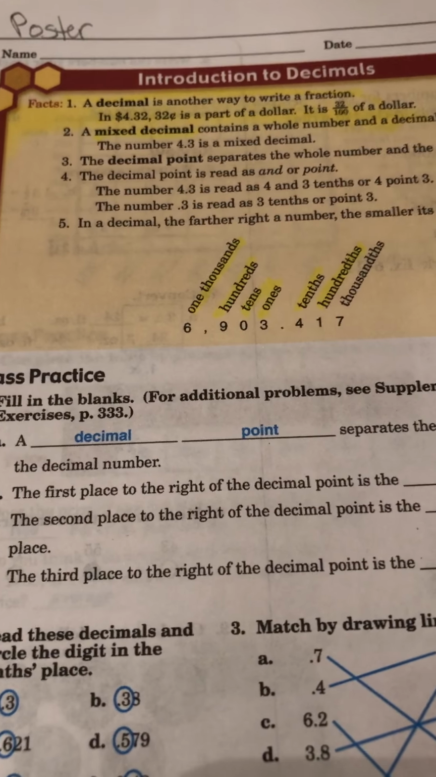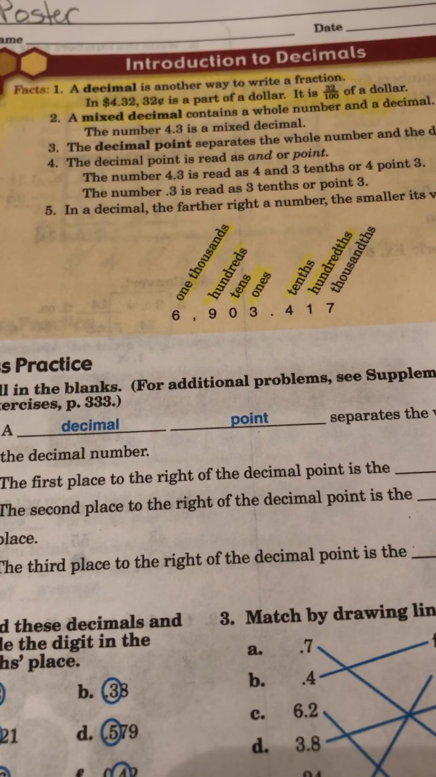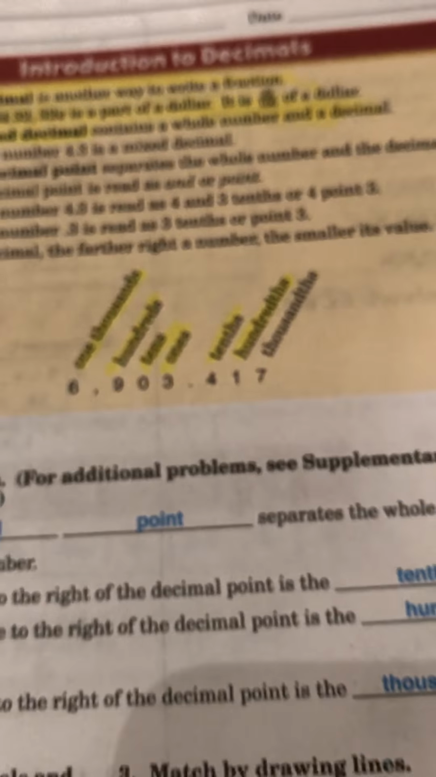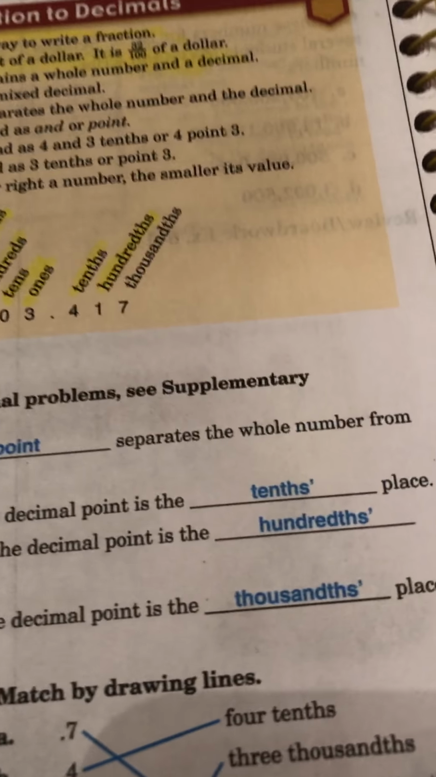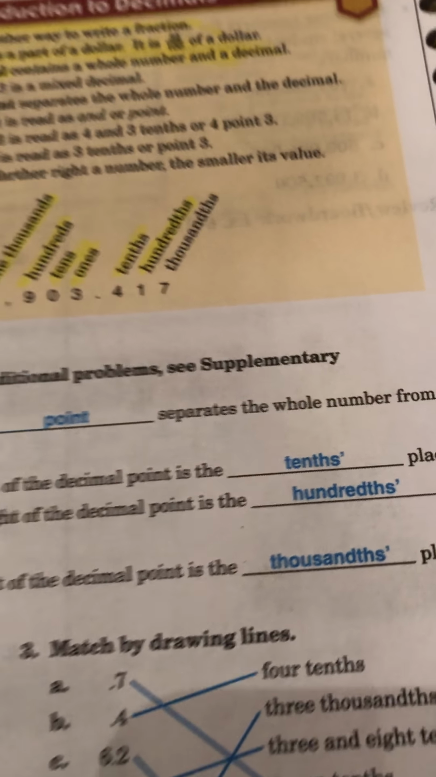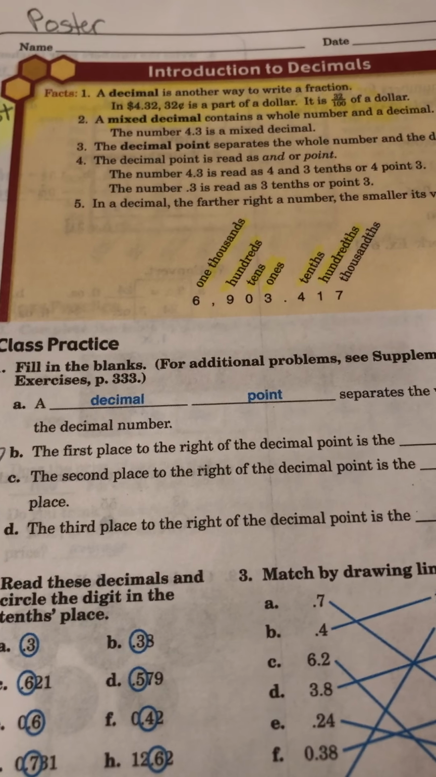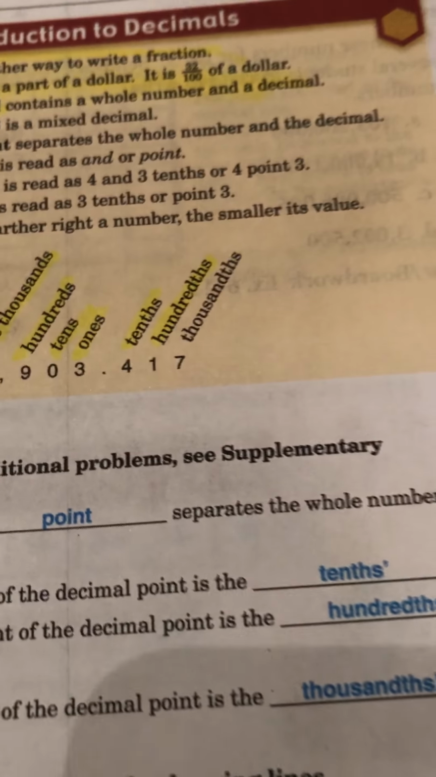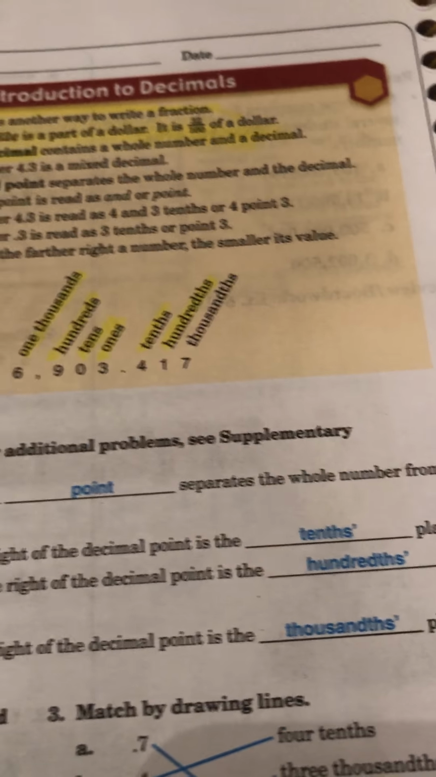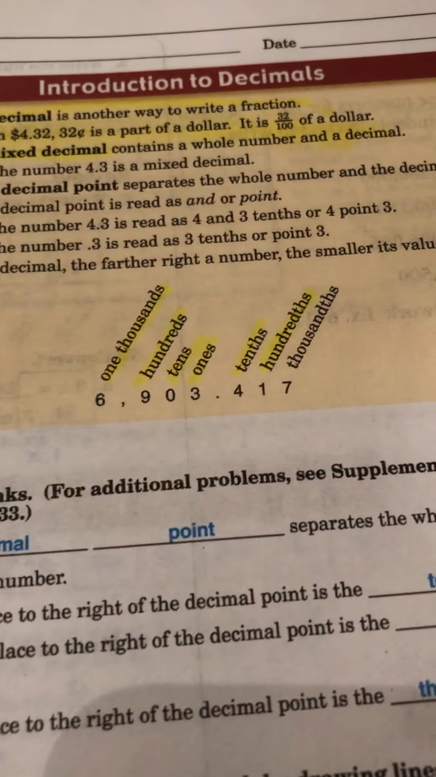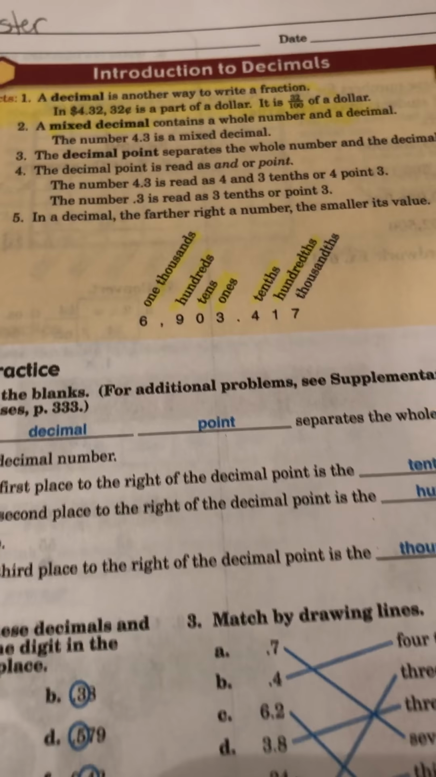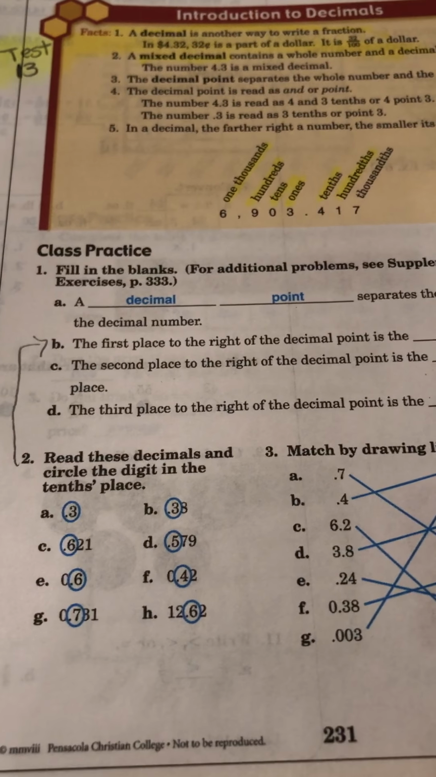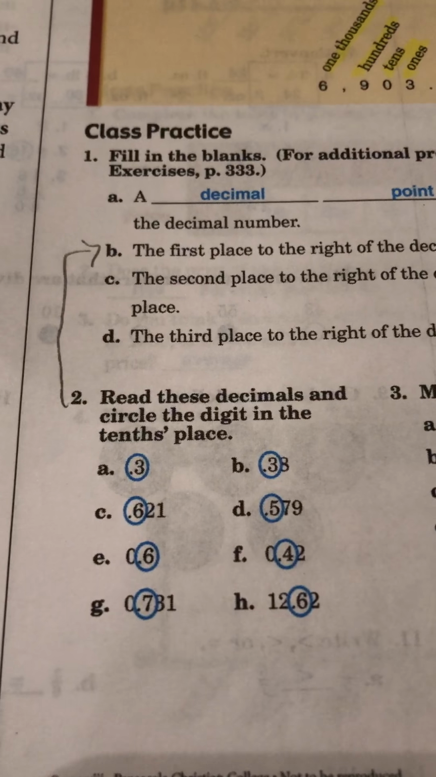Okay, the second place to the right of the decimal point is the hundredths. See the decimal, see the second place, and you write hundredths. See how that's written with the apostrophe at the end? The third place to the right of the decimal point is the thousandths. Okay, notice that's not going to be on this coming up test, but you will need to know that, and you will know it once you finish these lessons because it goes over and over that for the next few days. Okay, now let's go to number 2.